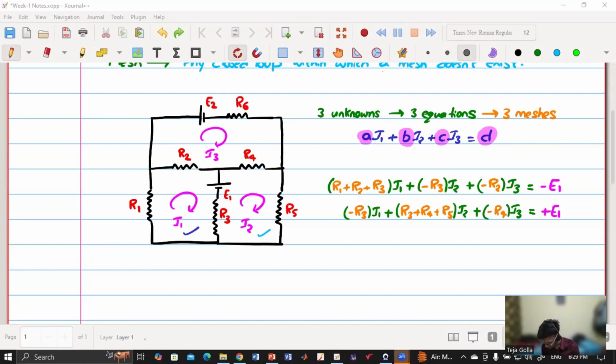Minus R2. Yes, very good. Minus R2 into I1. And the other coefficients? What is the coefficient of I2? Minus R4, Akshaya. Very good. Gokul, yes, minus R4. Minus R4 into I2. Then what is the coefficient of I3? Summation of the resistances inside that, which is R2 plus R4 plus R6. Very good, Akshay. R2, R4, R6 into I3.